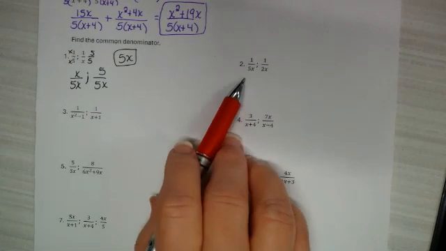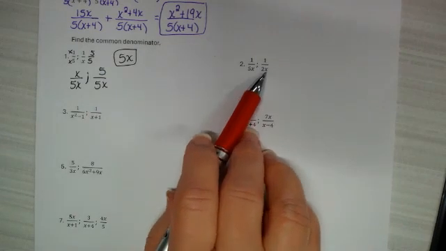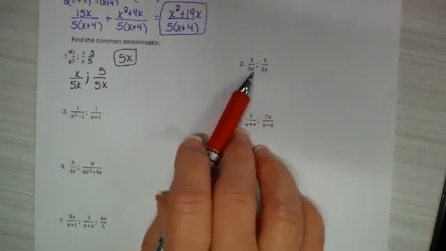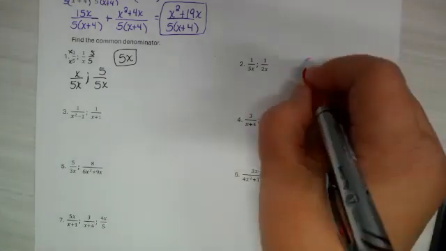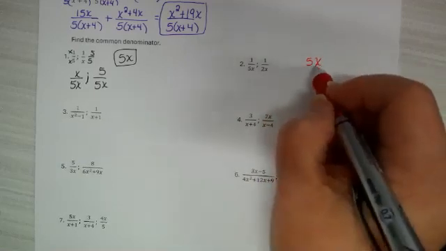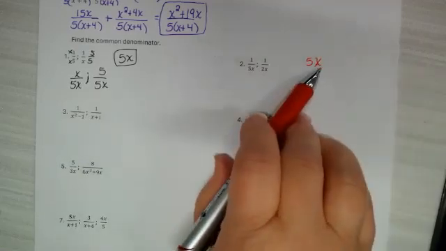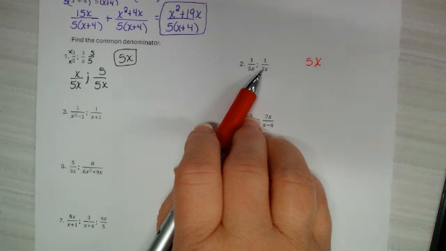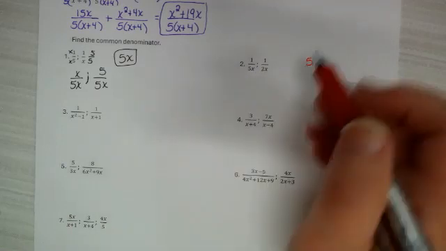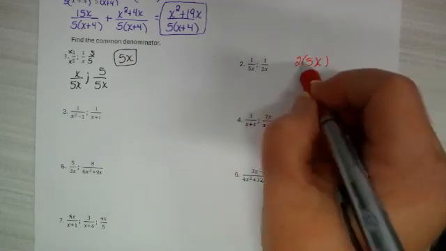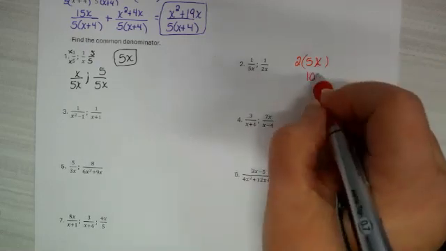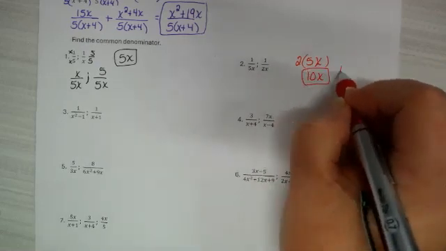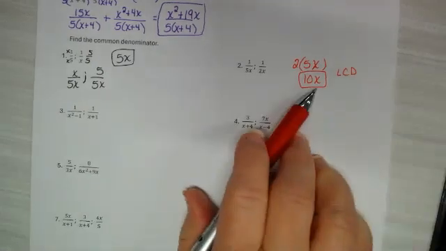Let's take a look at number 2. I've got a 5x and a 2x. Now, if I multiply these together, I get 10x squared, but that might not be the least common denominator. So if I take that strategy I had before where I just write one of the denominators down, then I look at the second denominator. Is there a 2 in this? There's not, so I need a 2. Is there an x? There is. So in this case, my common denominator, my least common denominator, is 10x.